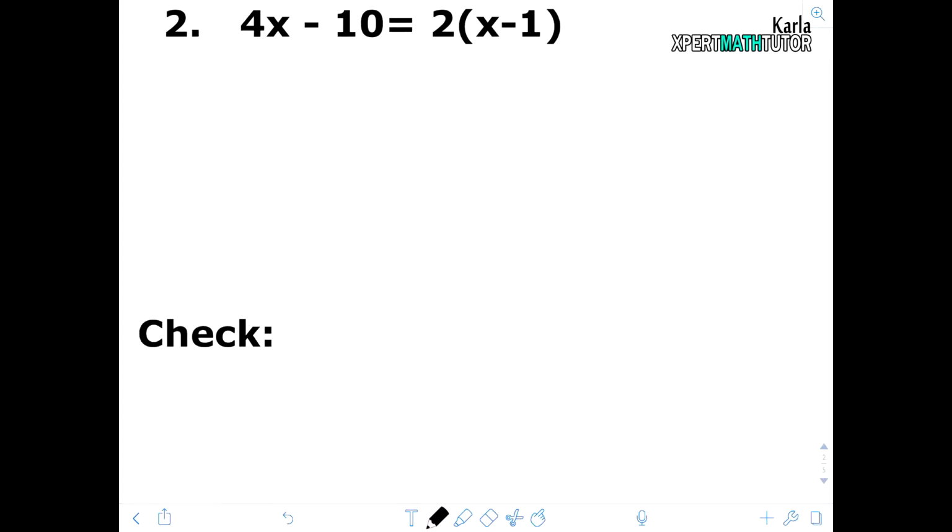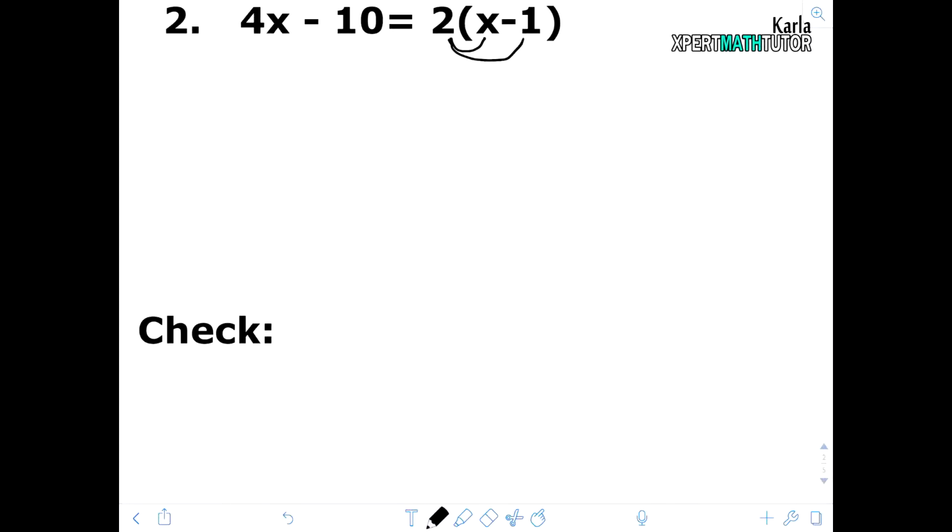Let's move on to another example. We have 4x minus 10 equals 2 times the quantity x minus 1. So I notice that now we have 2 x's. We also have these parentheses, and x's are on both sides of the equation. So we have to do a little work here. So first thing I'm going to do is use the distributive property and multiply this 2 to both the x and to negative 1.